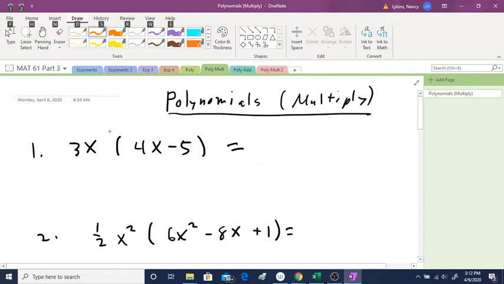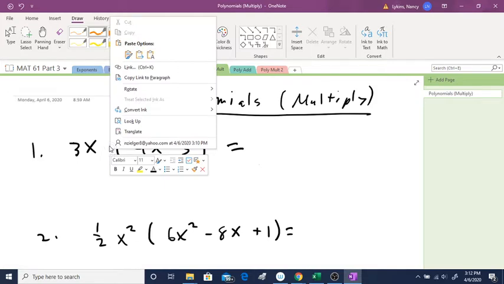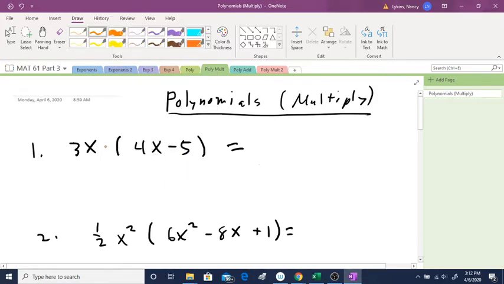So first of all, the distributive property: in this case, you have 3x in front of the parentheses, 4x minus 5. That means multiplication. That means I'm going to distribute the 3x to the 4x. 3 times 4 is 12, and you've got an x times an x, which is x squared. Now, I'm also going to distribute the 3x to the minus 5 to make that a minus 15x.